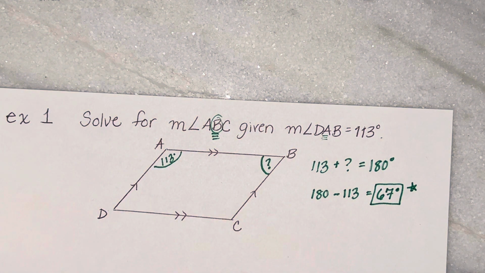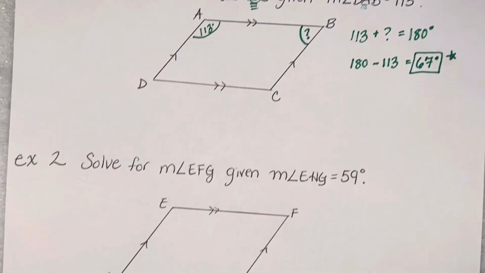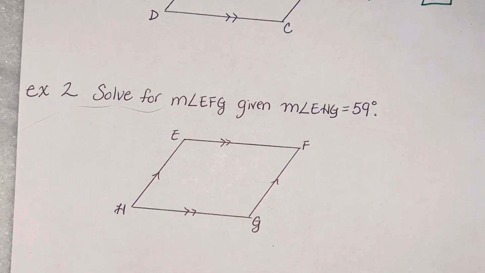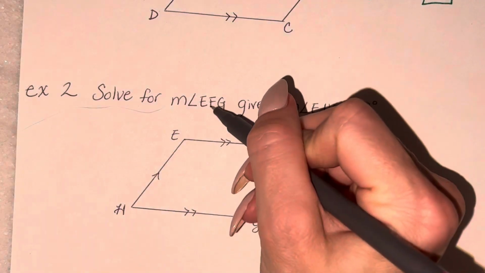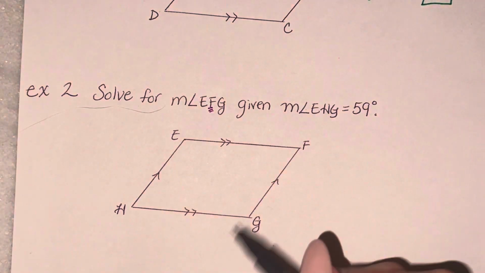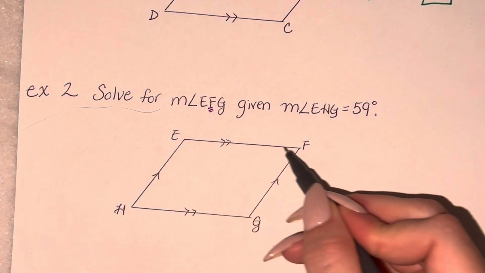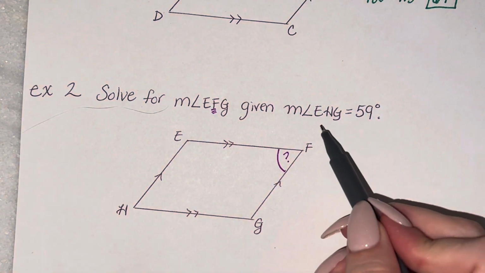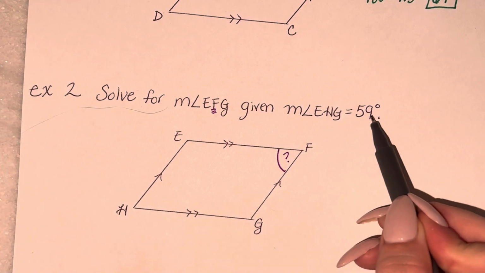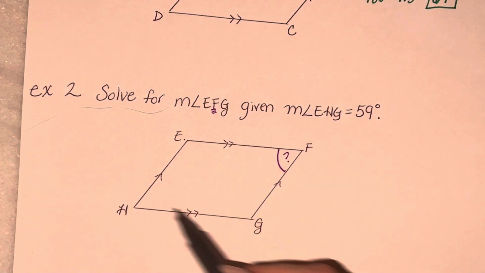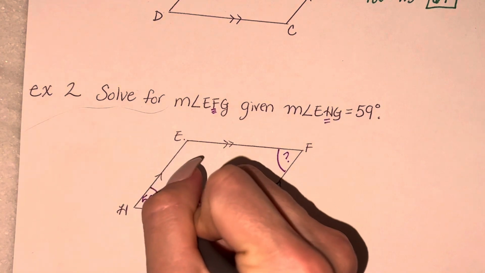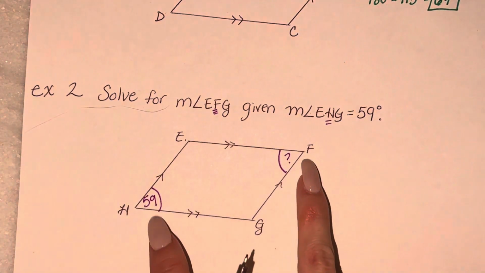All right, so the next question is another parallelogram. And in this parallelogram, they ask us to solve for angle EFG. So remember, we focus on that middle letter, EFG. So I trace from E to F to G. So this is the angle EFG. And they told us that the angle EHG is 59. So EHG here is 59. So these two angles are opposite angles.